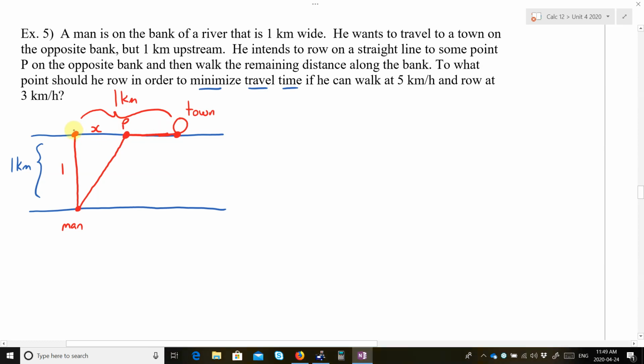And we do know that from this point right here that's directly across the bank from the man all the way to the town, that's 1 kilometer. And so if the distance to P is x, then this little distance would be the 1 kilometer minus that x. So we're starting to get some values here. Okay, and so he's going to row this distance d, that's the distance that he rows, and he's going to walk this distance 1 minus x, that's the distance that he walks. And the formula that we're going to end up using a lot in this question, guys, is distance equals speed times time. And then in its other form, time is equal to distance divided by speed.